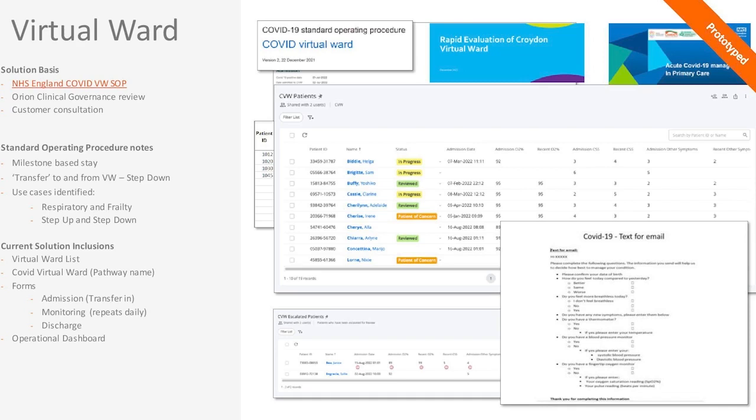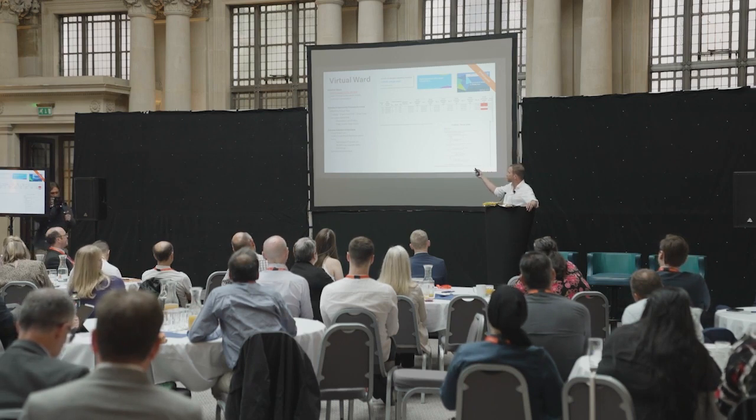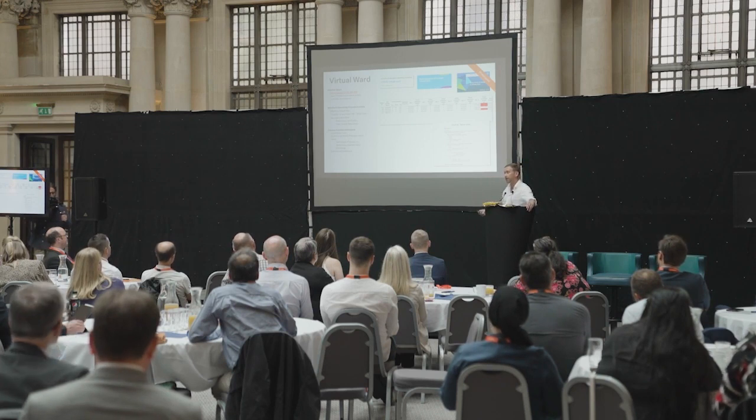And also we're understanding some of the different use cases that feed into that, from step up to step down. It's certainly not always COVID use cases that a virtual ward might have applicability. Frailty and respiratory is probably COVID in practice, but frailty is certainly another use case that we've identified. And at the moment, again, that solution is still made up of a list, a pathway, and supporting forms. We're also including in that a dashboard from our Discover platform so that you can have operational reporting against the status of the virtual ward.